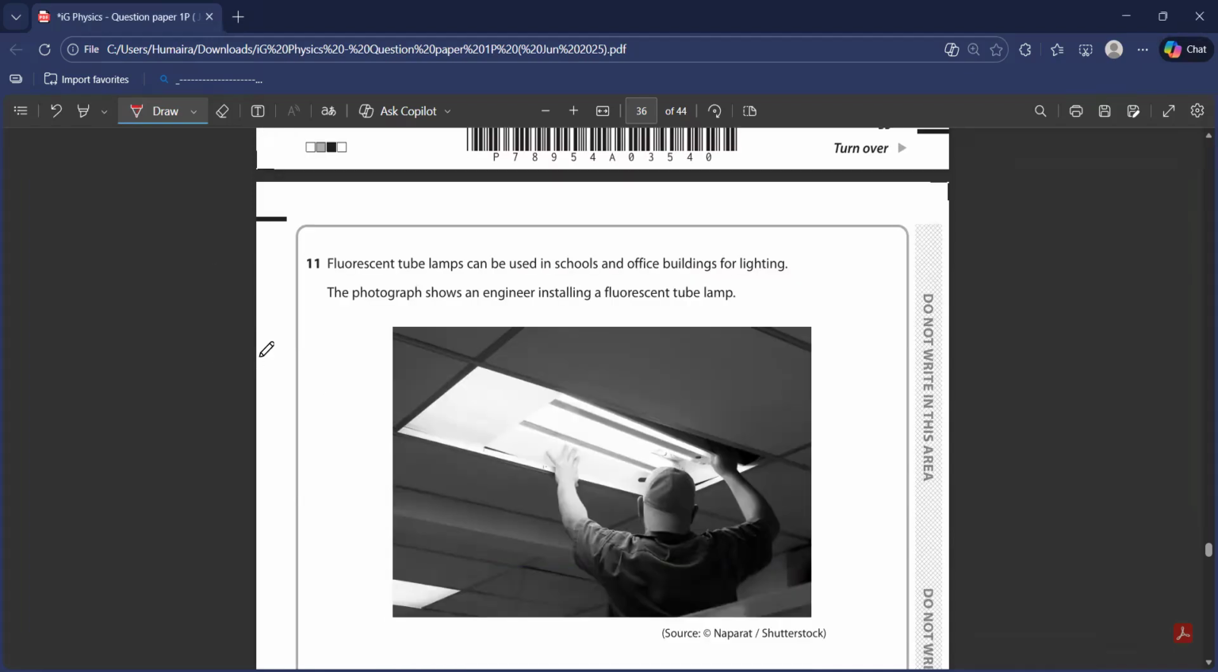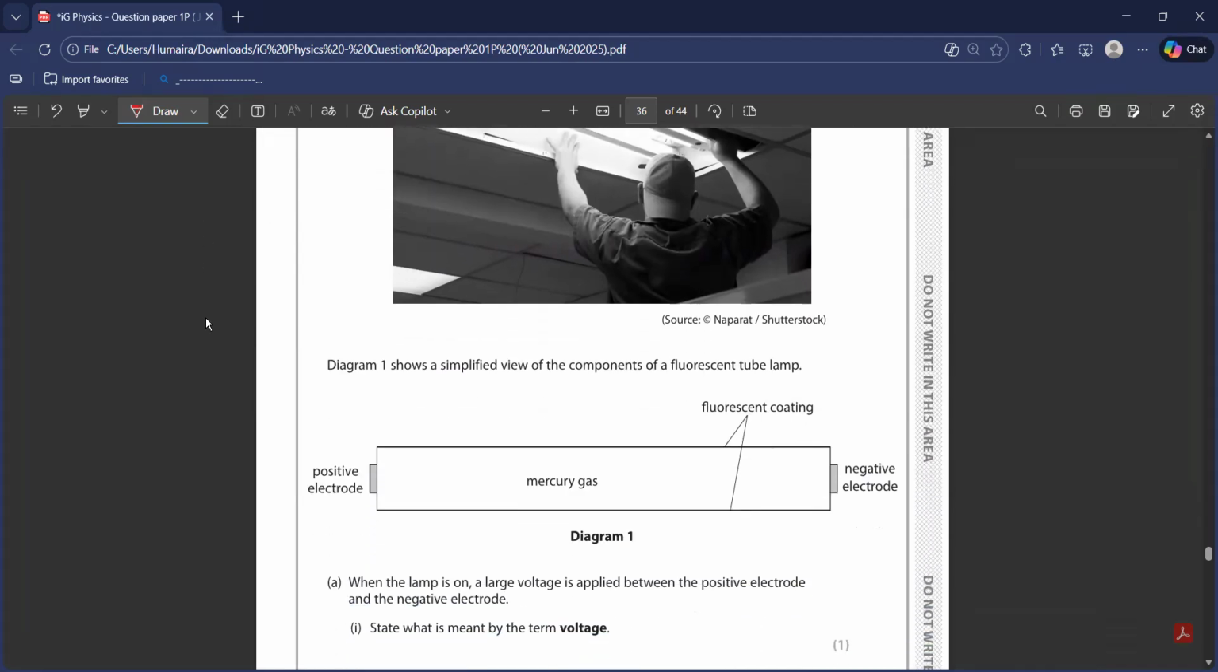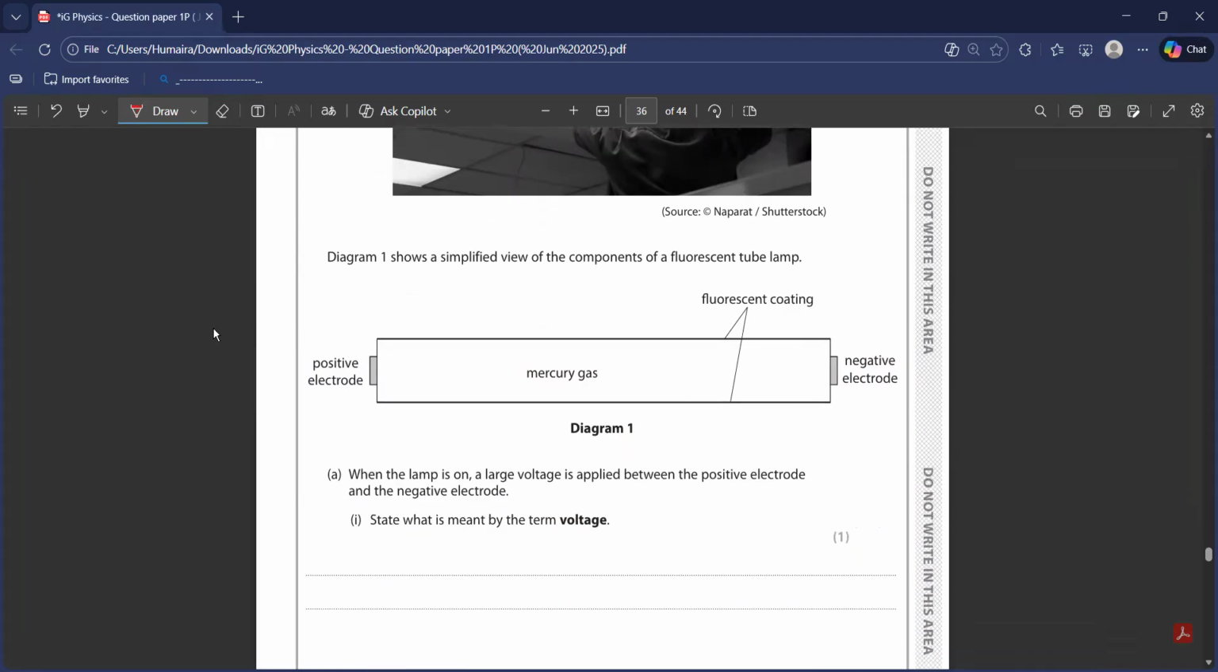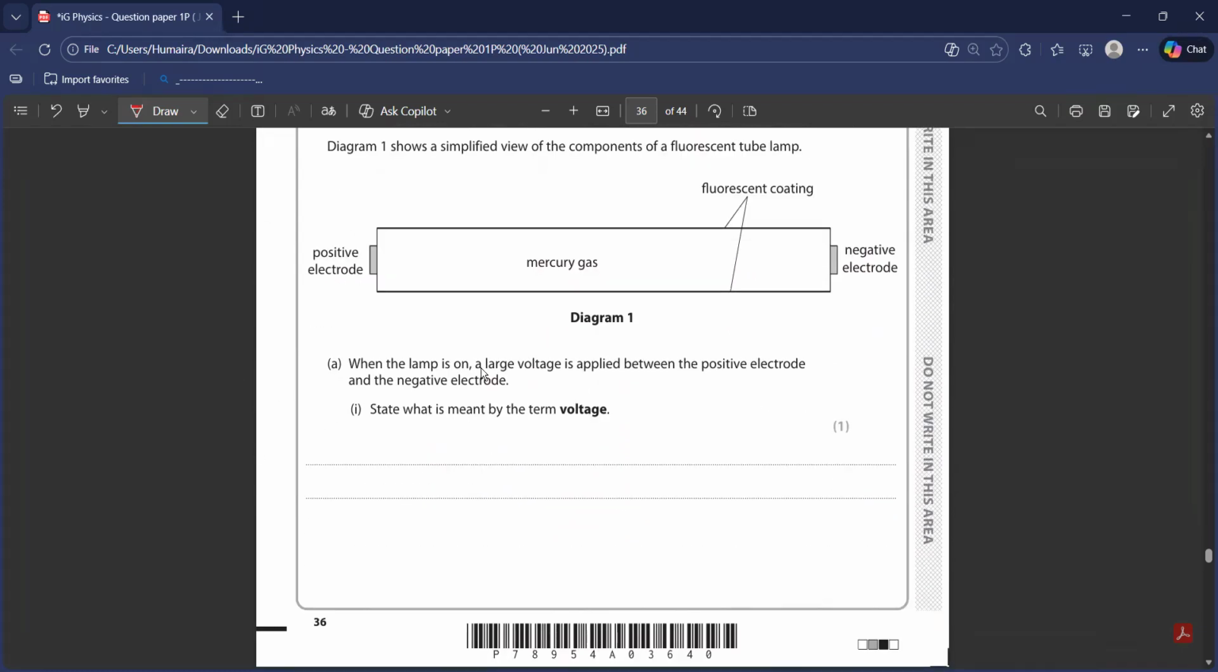Question 11 says fluorescent tube lamps can be used in schools and office buildings for lighting. The photograph shows an engineer installing a fluorescent tube lamp. Diagram 1 shows a simplified view of the components of a fluorescent tube lamp. We have a fluorescent coating, a negative electrode and a positive electrode, and inside the tube there is mercury gas. When the lamp is on, a large voltage is applied between the positive electrode and the negative electrode.